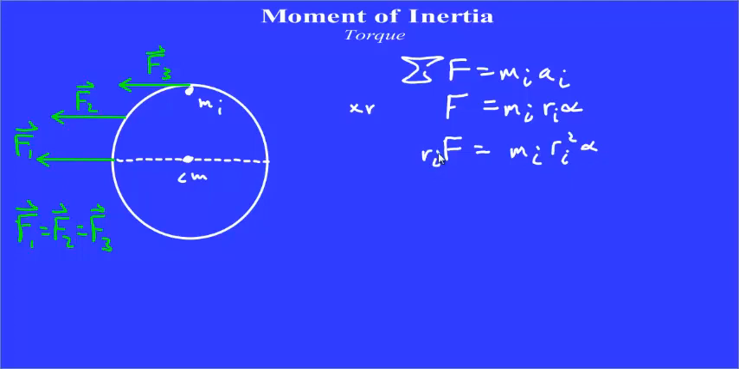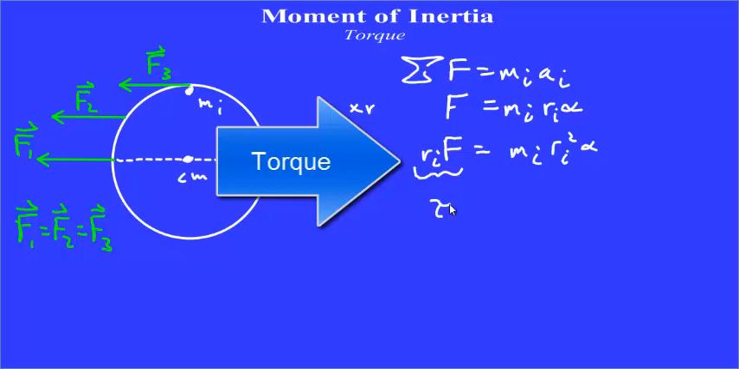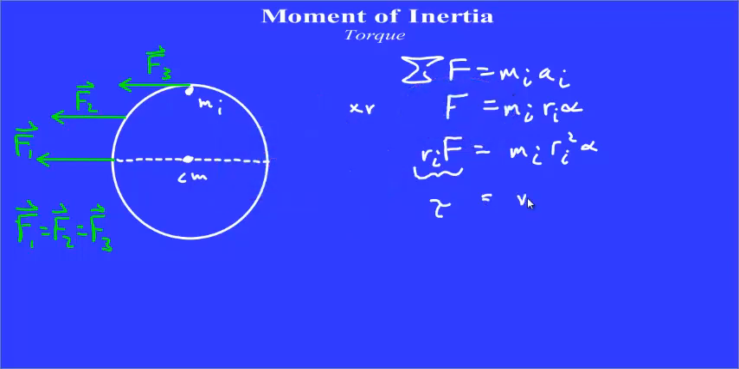The quantity on the left is going to get a new name. This right here is called the torque, and we use the Greek letter tau for torque. And on the right side, you'll notice something very interesting. If we group this quantity together here, notice that this formula still kind of follows the form of F equals ma if we treat this new quantity here as the mass. And that's exactly what we're going to do.